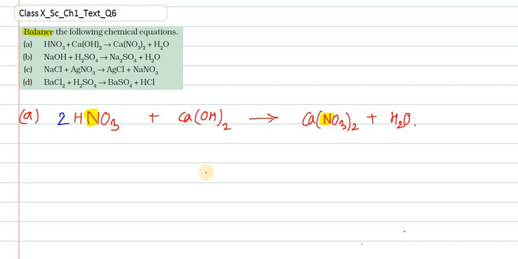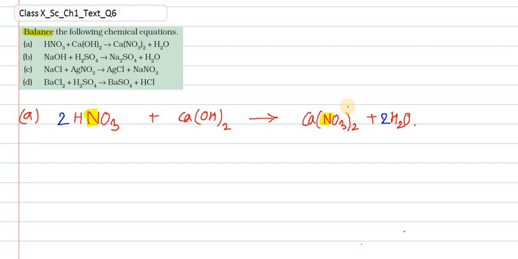Let us for some time forget oxygen and hydrogen. On the left hand side we have one calcium, and on the right hand side also we have one calcium. That means calcium is already balanced. Now let's put our focus on hydrogen and oxygen. On the left hand side we have 4 hydrogen, whereas on the right hand side we have 2 hydrogen. So let us balance this hydrogen first. If we put 2 here, hydrogen becomes 4 on the right hand side. Similarly, the number of hydrogen on the left hand side is also 4.